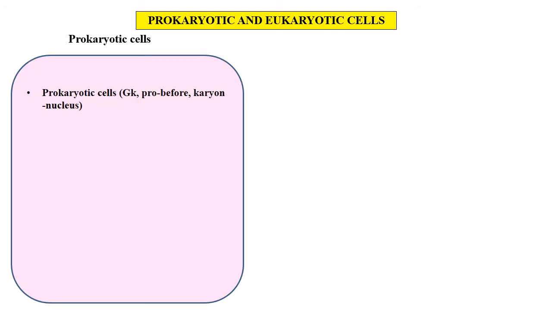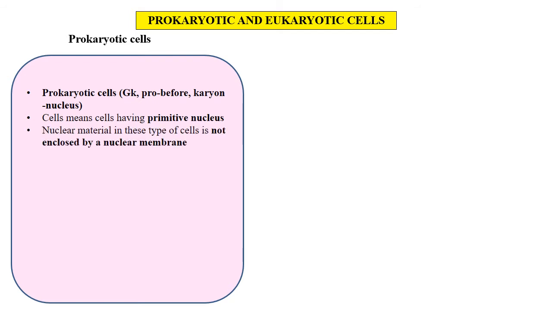Prokaryotic and eukaryotic cells. On the basis of their nuclear organization, cells have been classified into two types, prokaryotic cells and eukaryotic cells. Let's see the prokaryotic cells. Pro, which is before, karyon, nucleus. Prokaryotic cells means cells having a primitive nucleus. The nuclear material in this type of cells is not enclosed by a nuclear membrane. The genetic material is equivalent to a single molecule of DNA. It does not form chromatin.